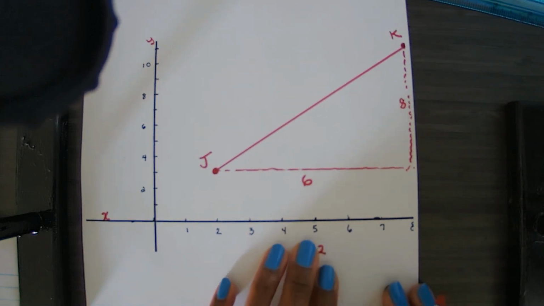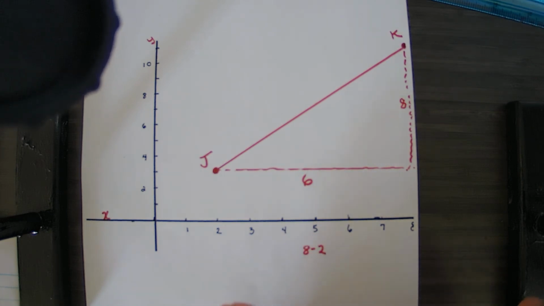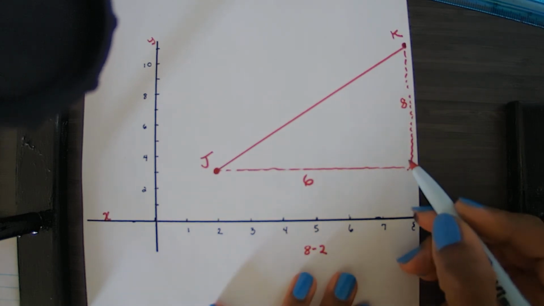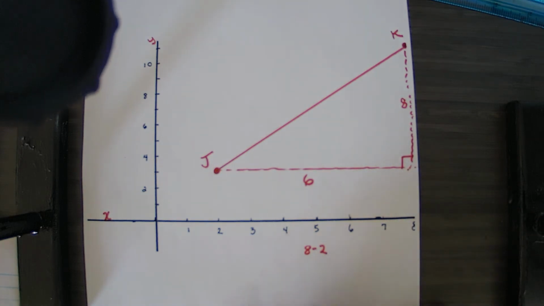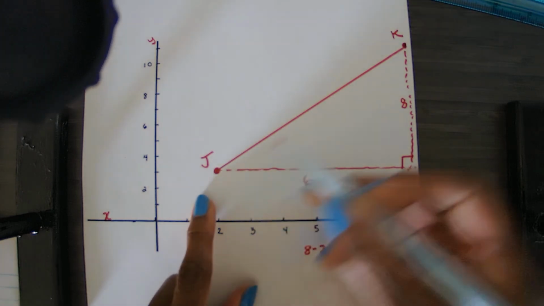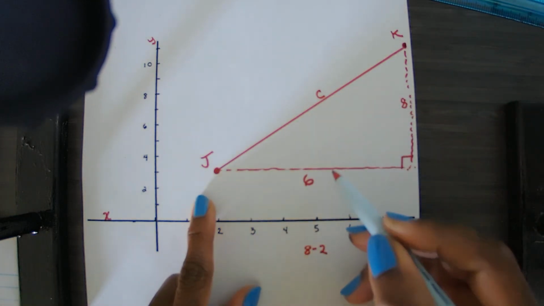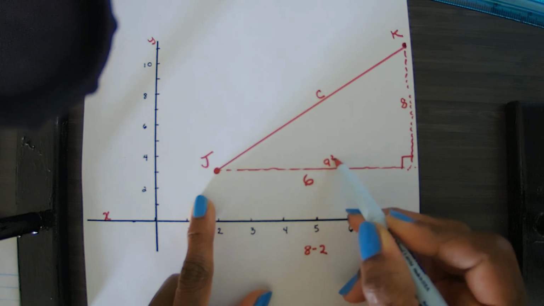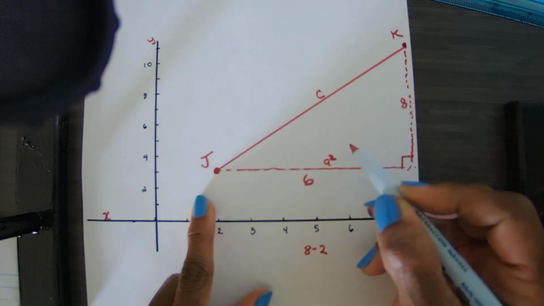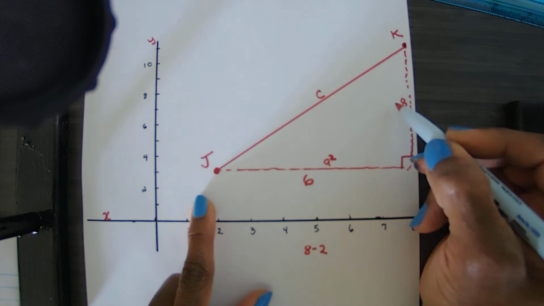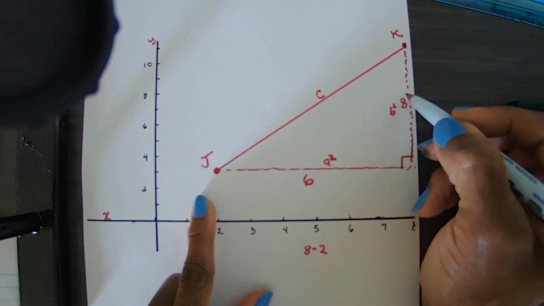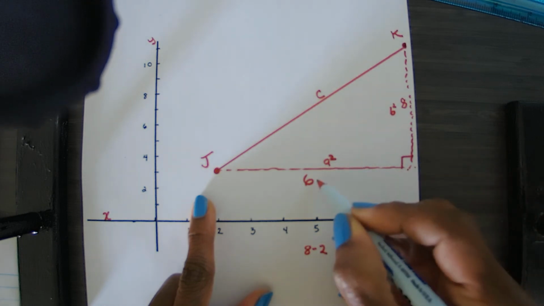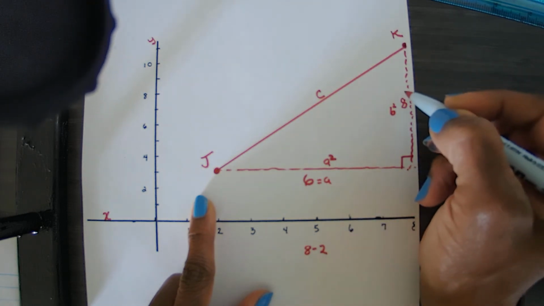Okay, so there are our distances. Now, where have you seen this? Think back to 8th grade. This is more or less the Pythagorean theorem. To find this length c, remember that you take a squared, and then you take b squared. This being a, and this being b.